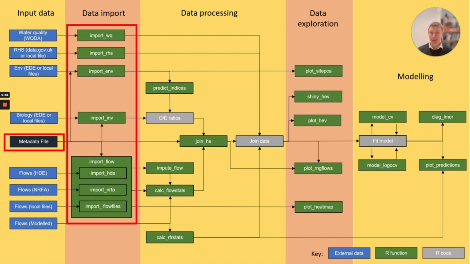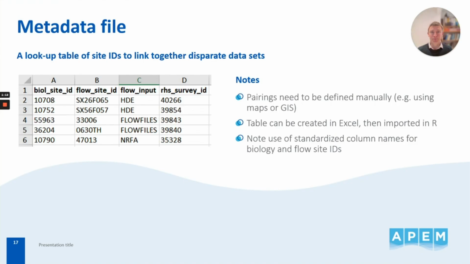You will also see highlighted on the slide there a dark blue box, which we've called a metadata file. And the metadata file is the starting point because it provides the basis for listing out all the different sites or locations that we want to obtain data for. So, beginning with the metadata file, the metadata file is simply a lookup table of site IDs that tell the HE Toolkit how to link together various disparate data sets. You can see an example on the slide here.